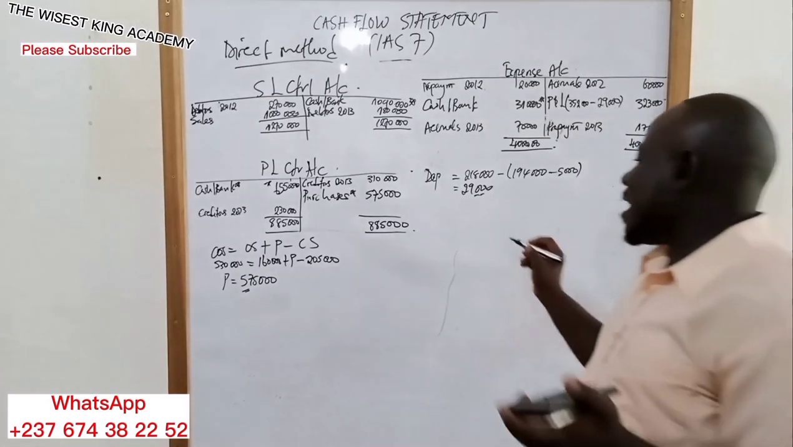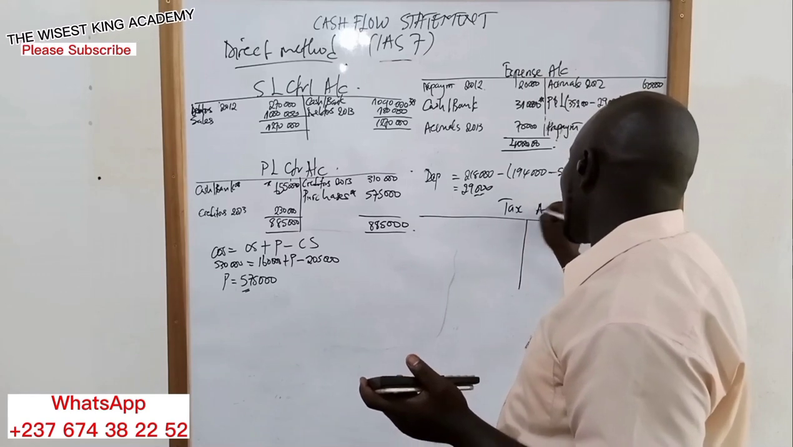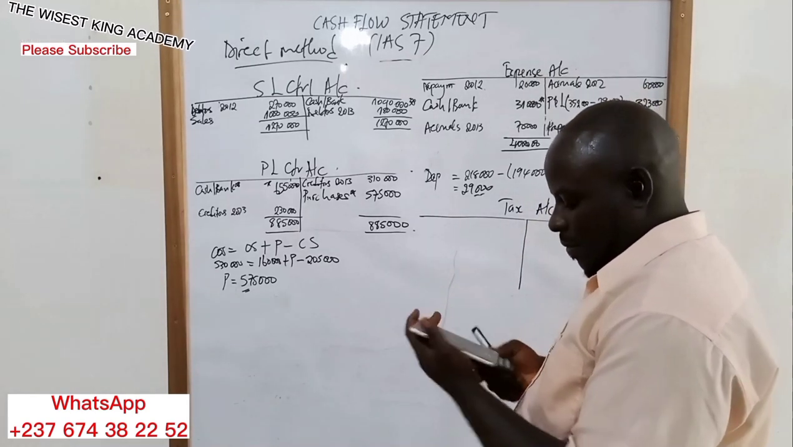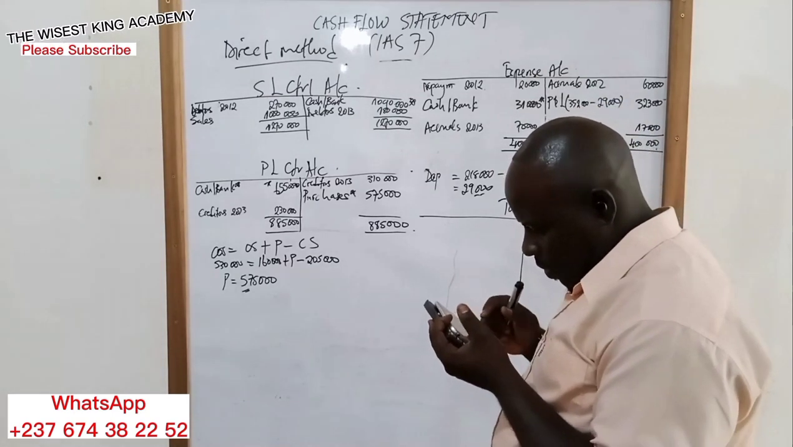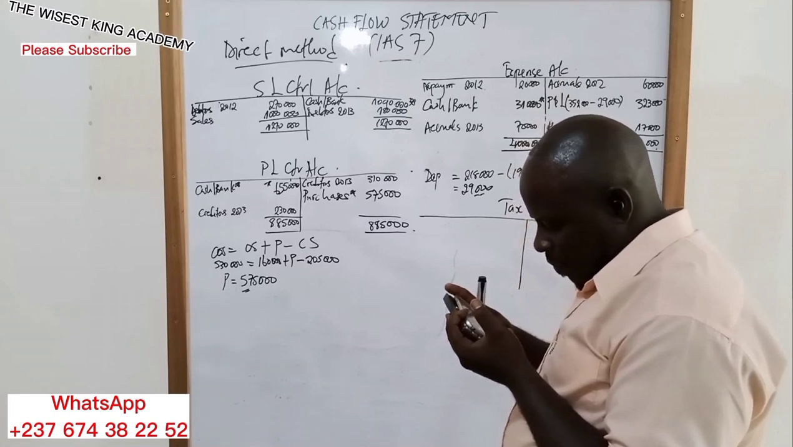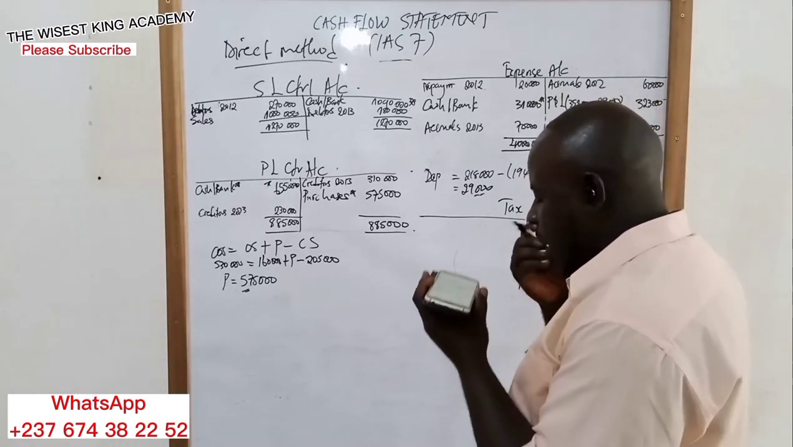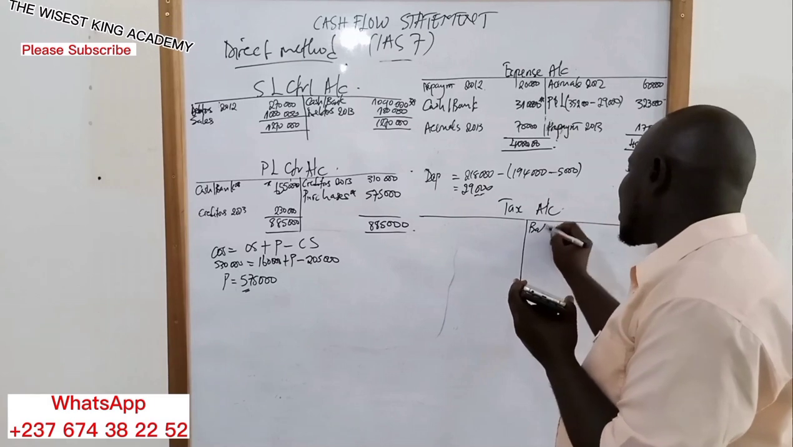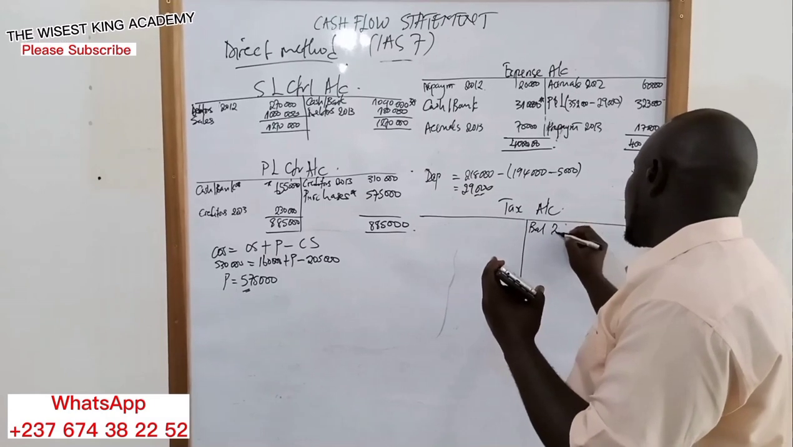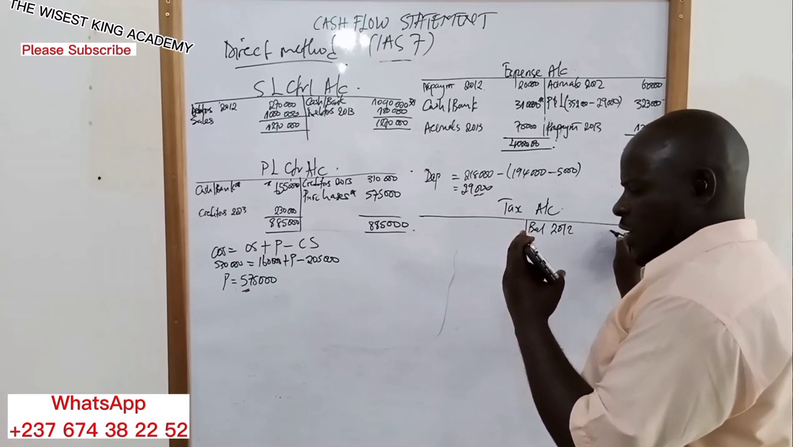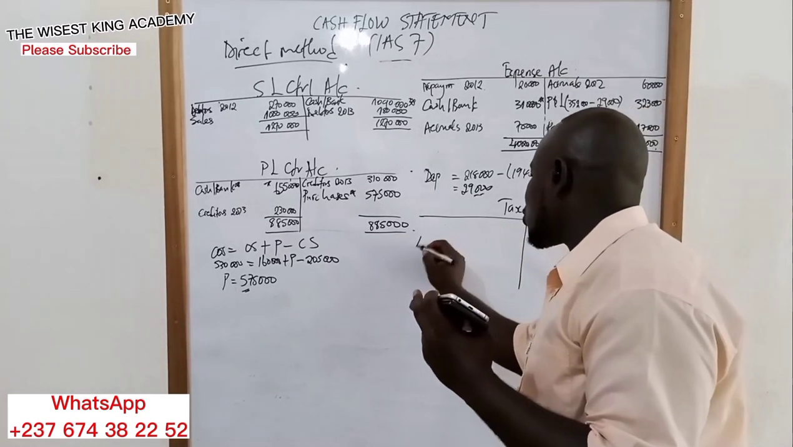And now, lastly, we are going to prepare our tax account. We have accrued tax. Accrued tax was given. Okay, we have deferred income tax and it appears under liability, which means it's a liability. We have balance brought forward, and deferred income tax for 2012, balance for 2012, which is brought forward. We have 8,000 and balance for 2013.